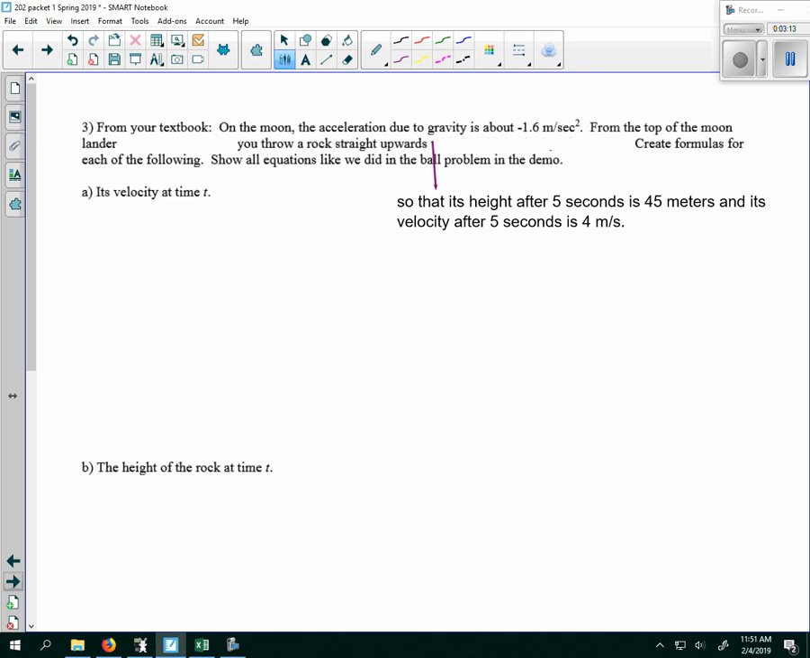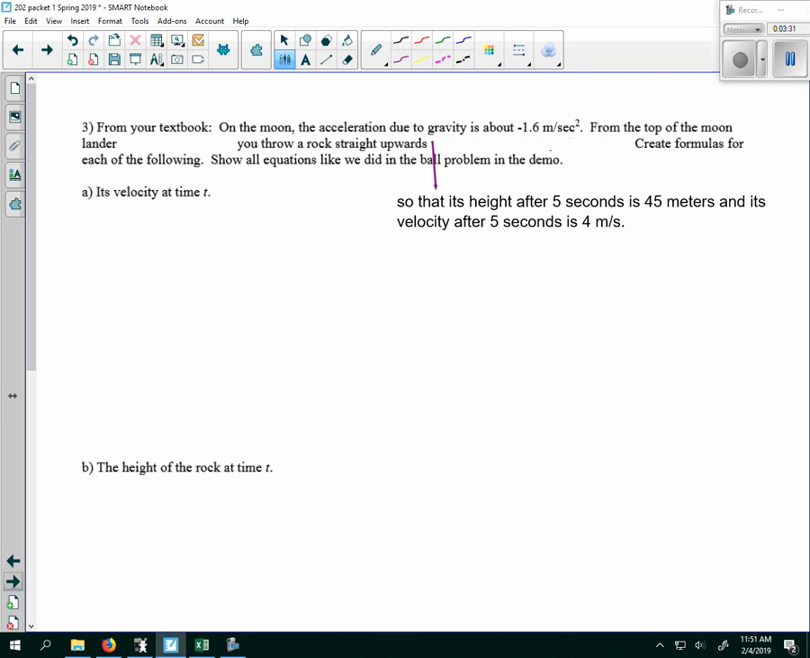Okay, on the moon, the acceleration due to gravity is about negative 1.6 meters per second squared. From the top of the moon lander, you throw a rock straight upwards so that its height after 5 seconds is 45 meters and its velocity after 5 seconds is 4 meters per second. Create formulas for each of the following.